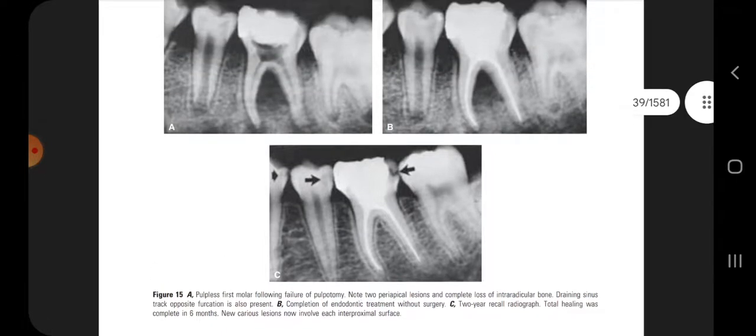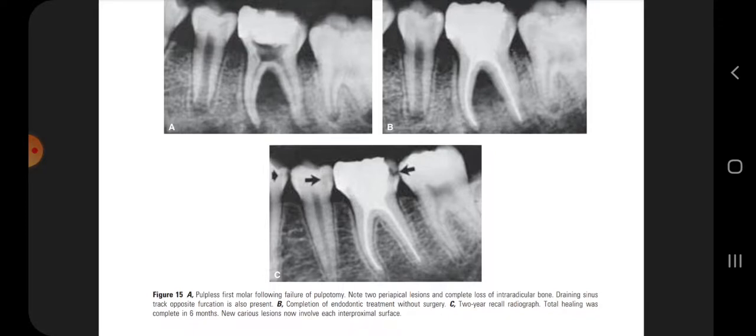Draining sinus tract opposite furcation is also present in this case clinically. In picture B, there is completion of root canal treatment without surgery, and in picture C, 2 years recall radiograph. Total healing was complete in 6 months.